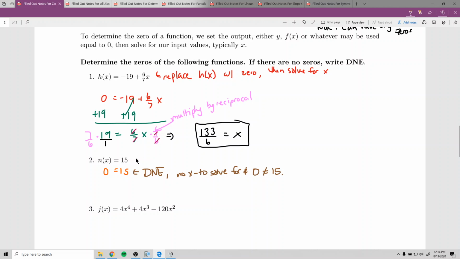All right, so if you don't have an x in your function, if it's just a number, and that number's not 0, then there are no x-intercepts. There are no zeros, rather.